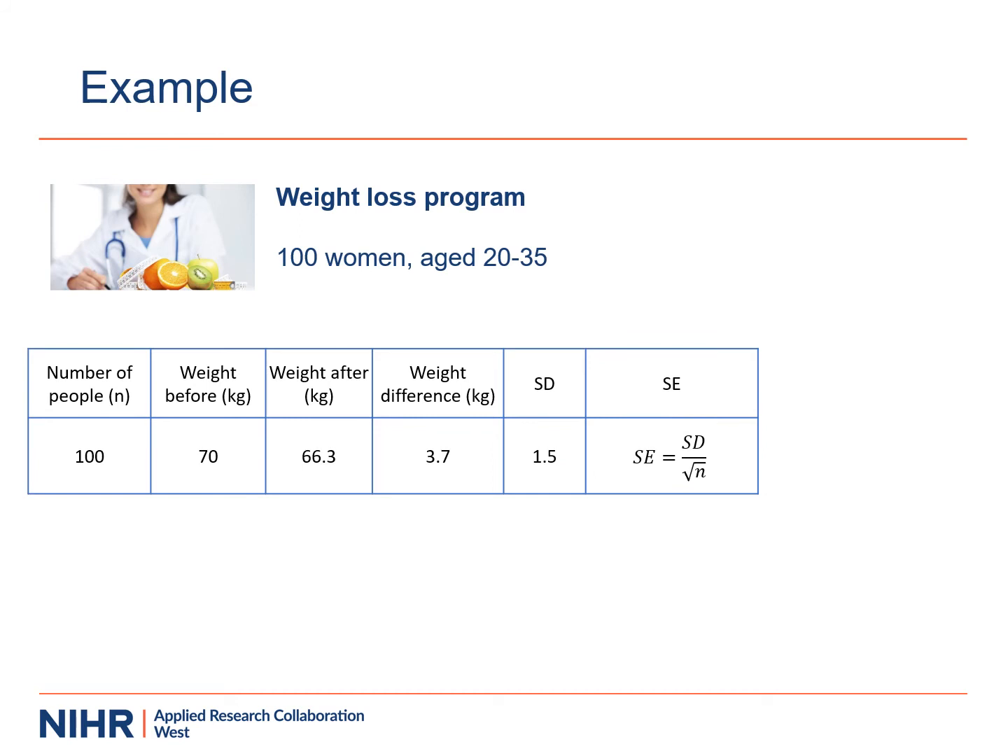So again, let's go back to our weight loss example. What does this mean for the results that we had from our weight loss study? We had 100 people in our study, and we had their before measurements, after measurements, and the difference. I'll just give you the standard deviation. So if the standard deviation is 1.5, how do you calculate the standard error? We need to divide the standard deviation by the square root of the number of participants in the study. That was 100. So that means that the standard error for this study would be 0.15.